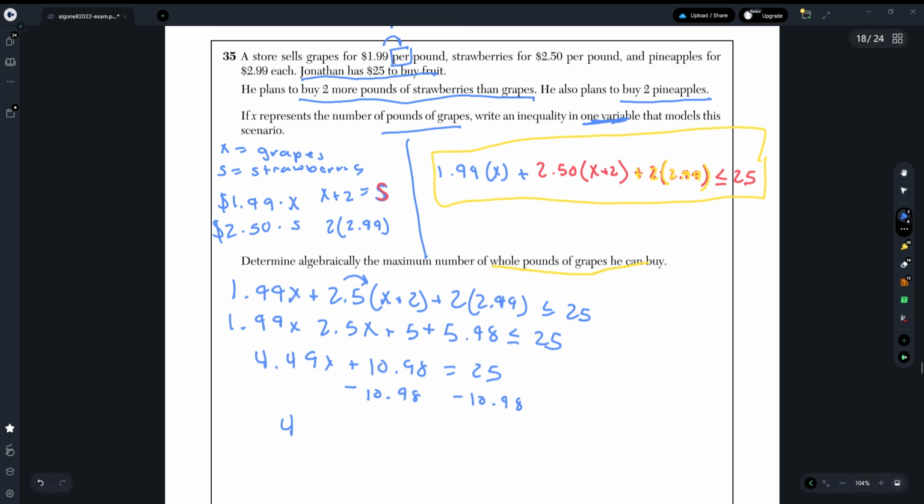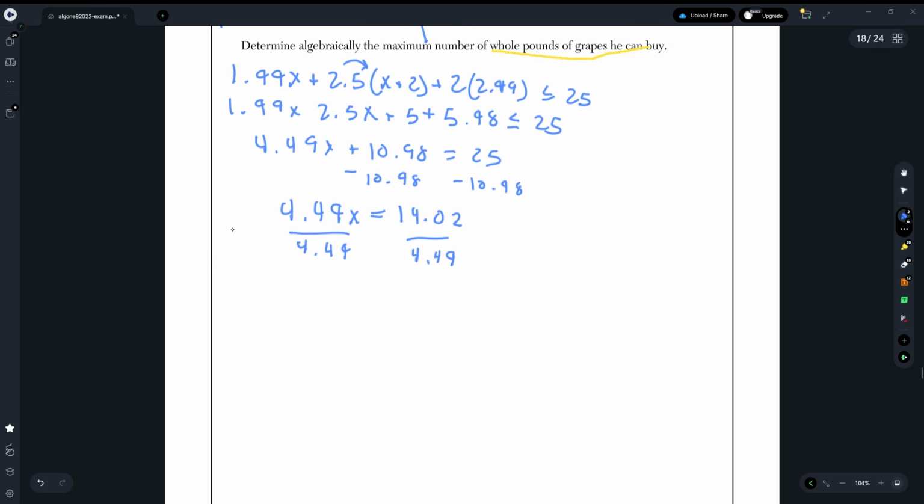So I'm going to get 4.49x is equal to 14.02. I'm going to divide both sides by 4.49. Divide both sides by 4.49. I'm going to get that my x is equal to 3.1224, and then it goes on forever.